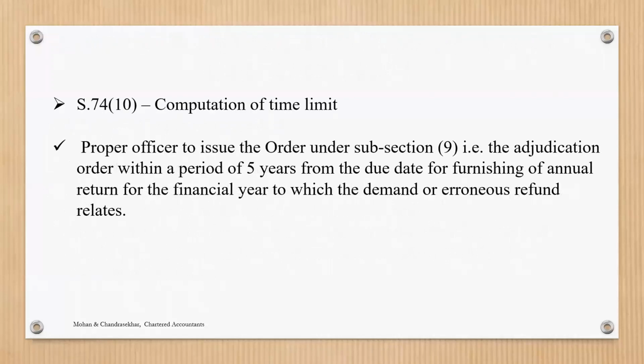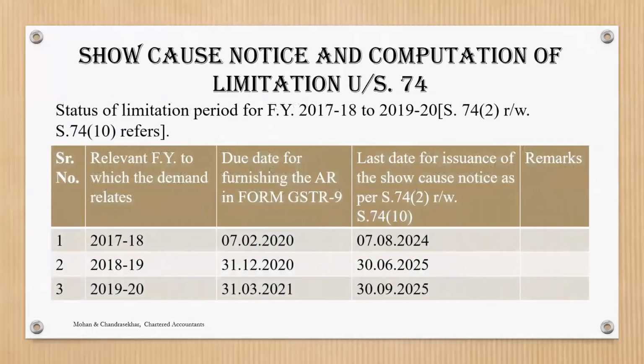So even if you might have done some fraud or some willful misstatement, after 5 years, if they find out, they cannot issue notice to you. Even though you have done fraud, there is a time limit of 5 years. So again, in this example, for 2017-18 they have time till 7/8/2024. For 2018-19, they have time till 30th/6/2025. And for 2019-20, they have time till 30th/9/2025 to issue notice under section 74.